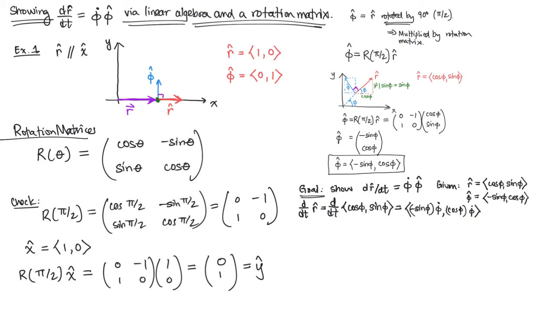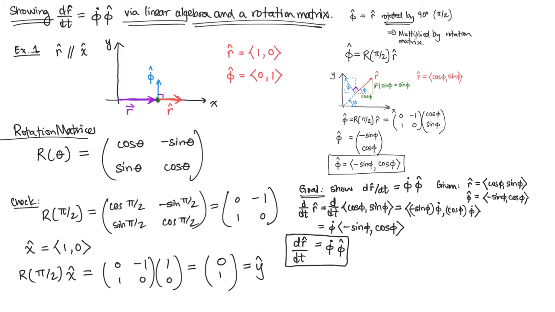Okay, so notice here I have a phi dot in both terms, so I can factor that out. And inside, I'm left with minus sine of phi, comma, cosine of phi. But notice that is exactly the phi hat unit vector. So what we've shown is that the rate of change of the r hat vector points in the phi hat direction, and it has a magnitude of phi dot.